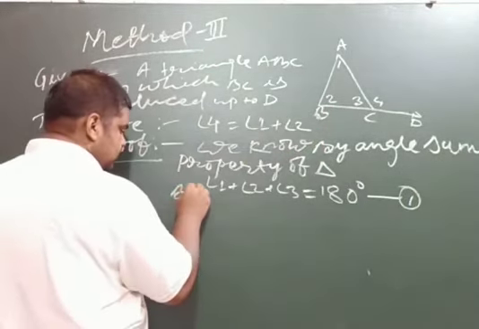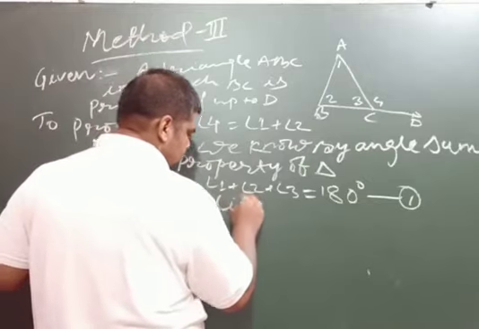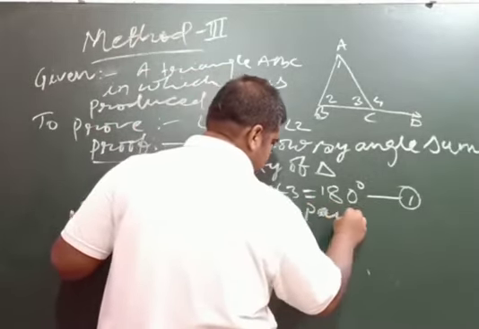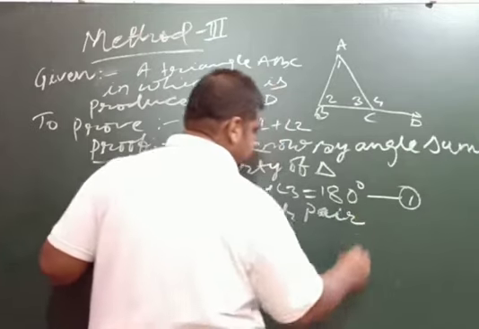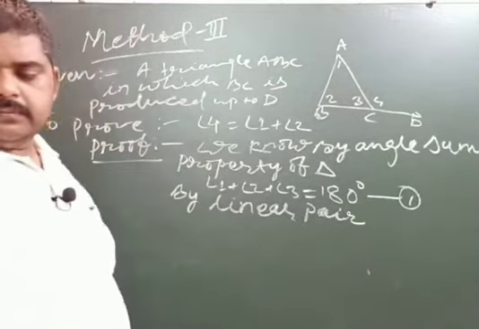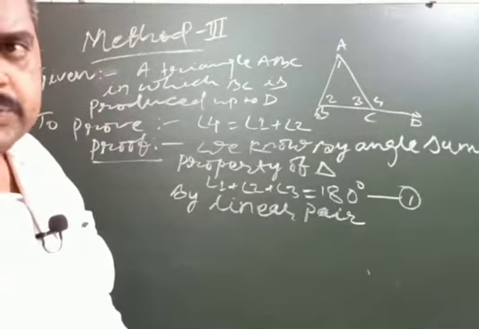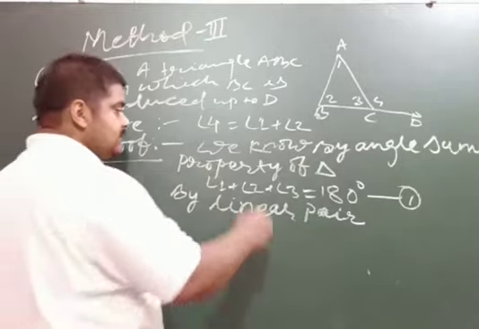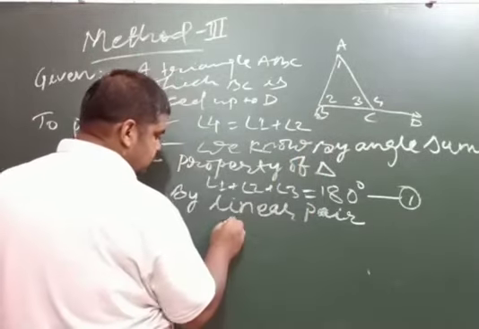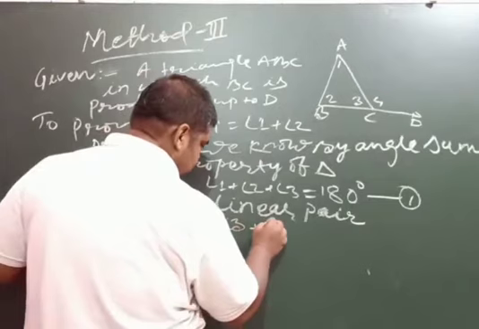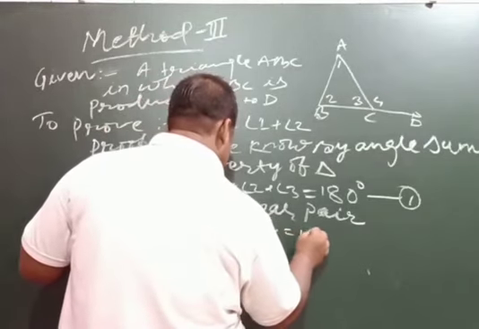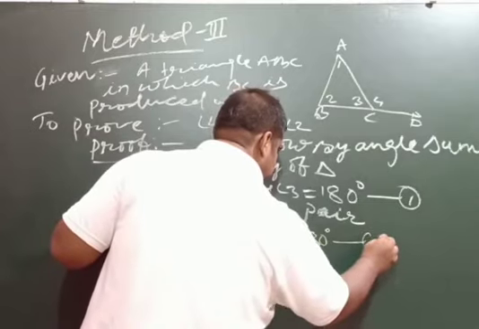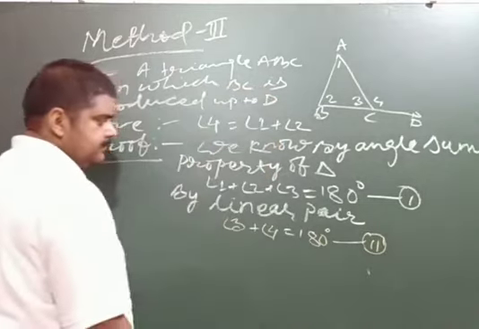And by linear pair, you know that the sum of two adjacent angles is equal to 180 degrees. This is why angle 3 plus angle 4 is equal to 180 degrees, and it is considered as second.